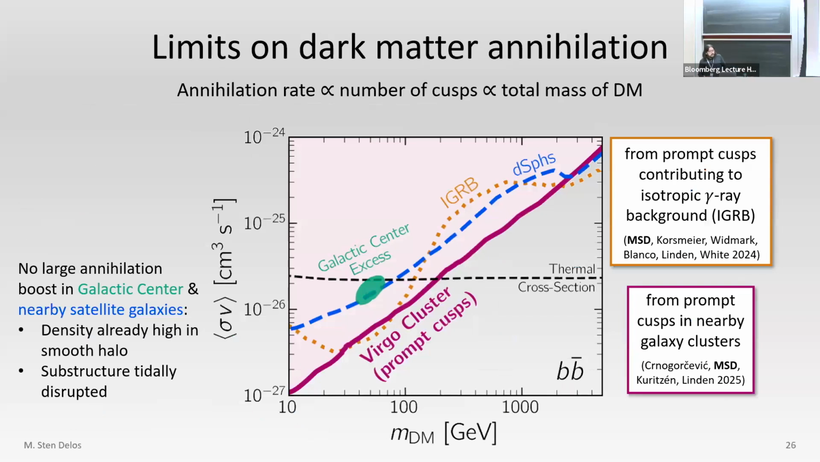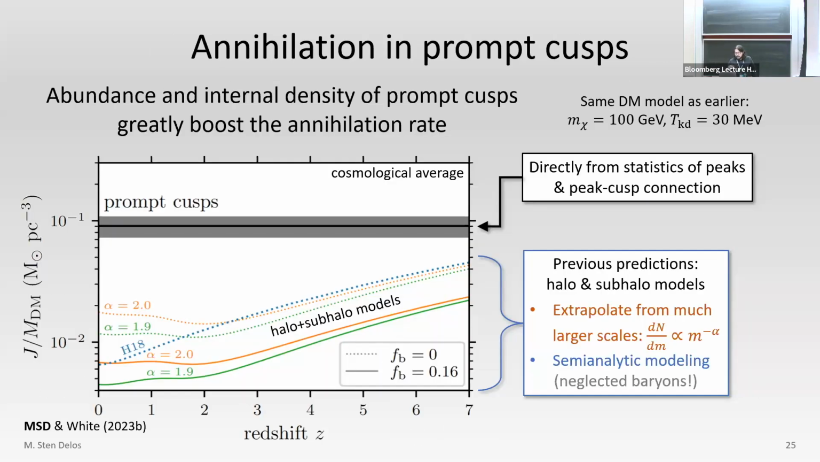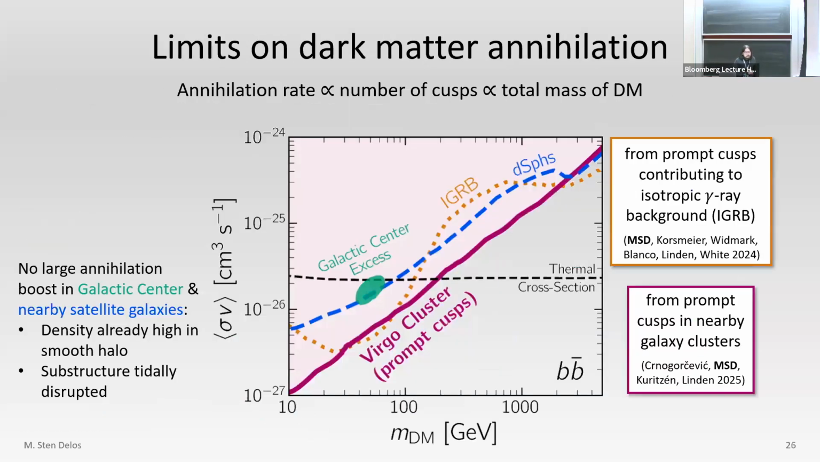So you can use this to put new limits on dark matter annihilation. Basically, annihilation rate scales as the number of cusps, which scales as the total mass of dark matter. So the annihilation rate from prompt cusps, which I claim dominates the overall annihilation rate by a factor of about 10 based on this comparison, is basically going to scale with the total mass of dark matter, which means you want to look at the most massive systems.